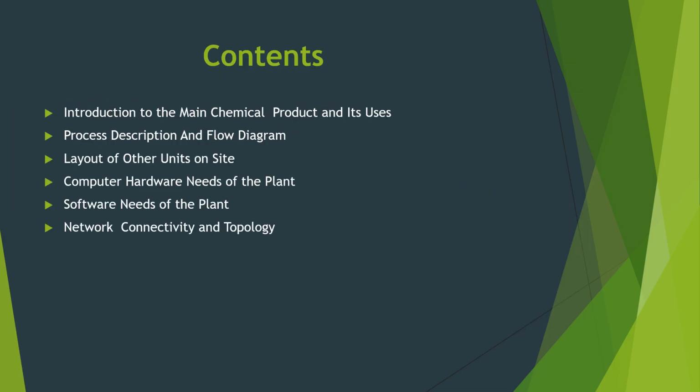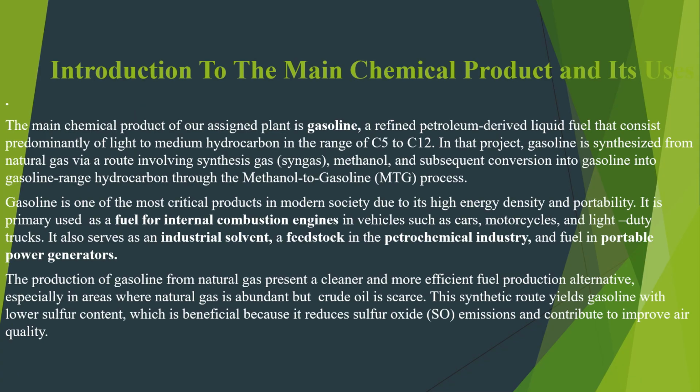In this presentation, we shall look at the introduction to the main chemical product and its uses, process description and flow diagram, layout of other units on site, computer hardware needs of the plant, software needs of the plant, and lastly, we shall look at the network connectivity and topology. Without wasting much time, let's look at the introduction to the main chemical product and its uses.